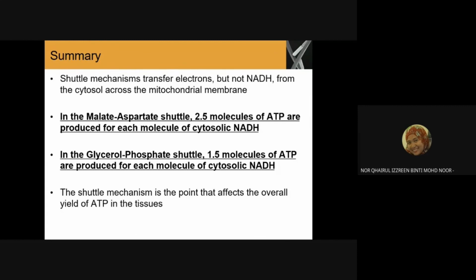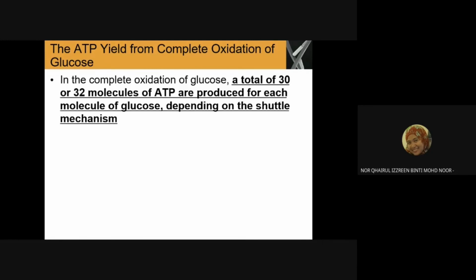That is why the shuttle mechanism affects the overall yield of ATP in the tissue. It is hard to know how many ATP in total will be produced unless you know which shuttle is being used. So in order to know the total ATP, we need to know: is it happening in the kidney, in liver cells, in muscle cells, or in brain cells? Because that is where the shuttle mechanism takes place. So in complete oxidation of glucose, a total of 30 or 32 molecules of ATP are produced for each molecule of glucose, depending on the shuttle mechanism. How do you know which shuttle is used? You need to know where the mechanism takes place.